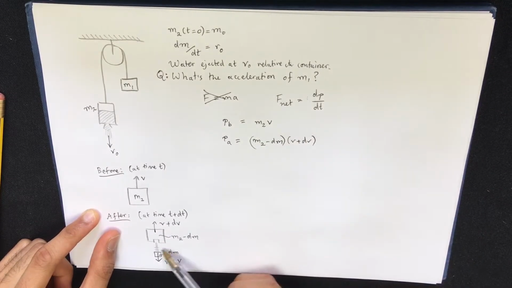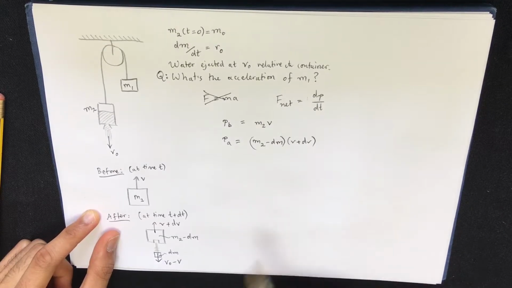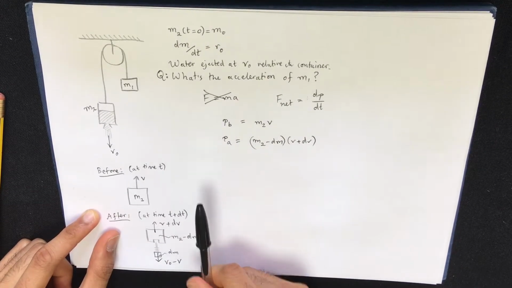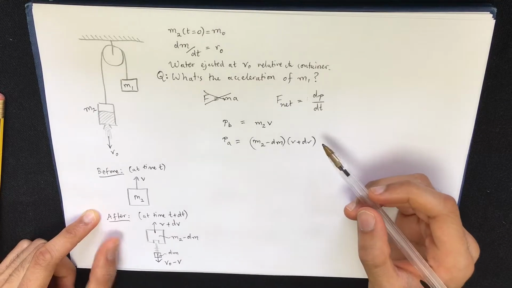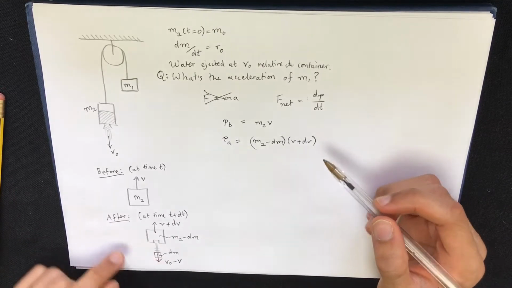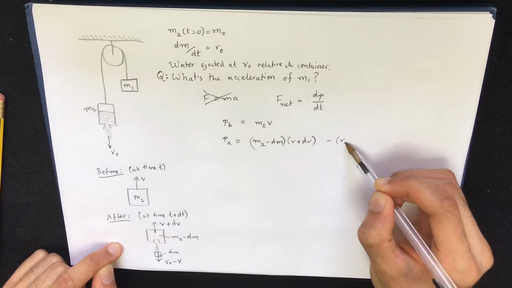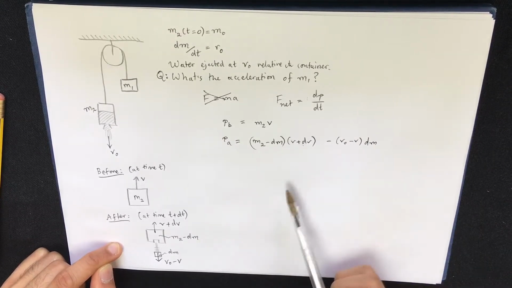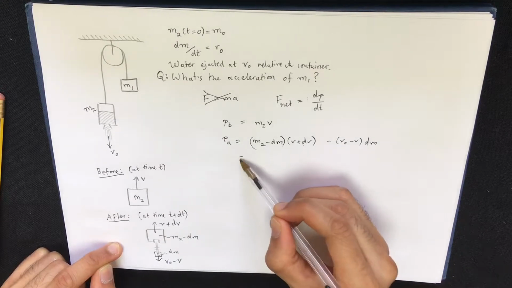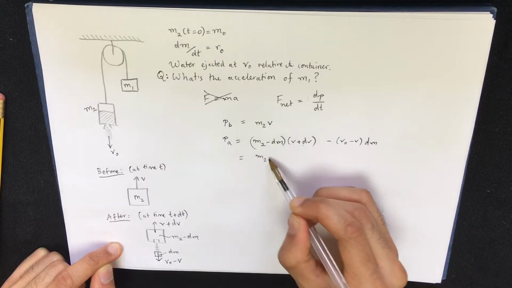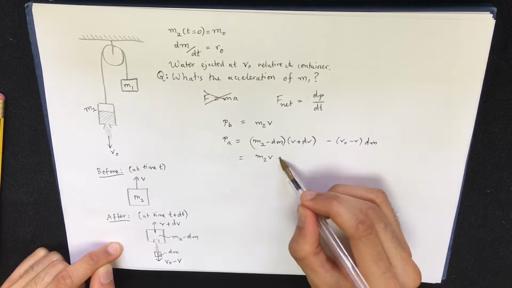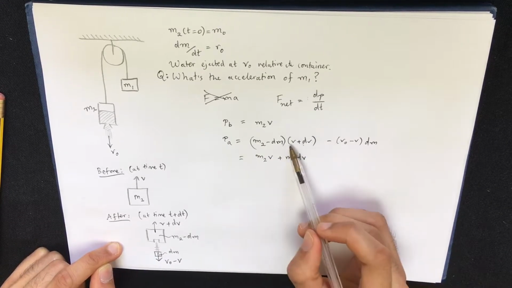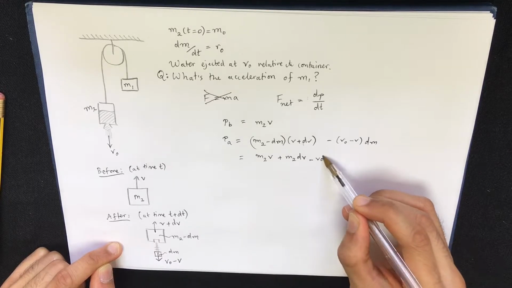And then we've got to consider the momentum of the tiny parcel of water that's been ejected out. And that's basically going to be in the negative direction, right? If I'm defining this as the positive, then I'm going to define any momentum this way as negative. So the momentum of this thing over here is going to be equal to minus (v0 minus v) times dm. So now all we've got to do is expand these brackets and see what ends up cancelling. So you're going to have m2 v plus m2 dv plus dv dm minus v dm.